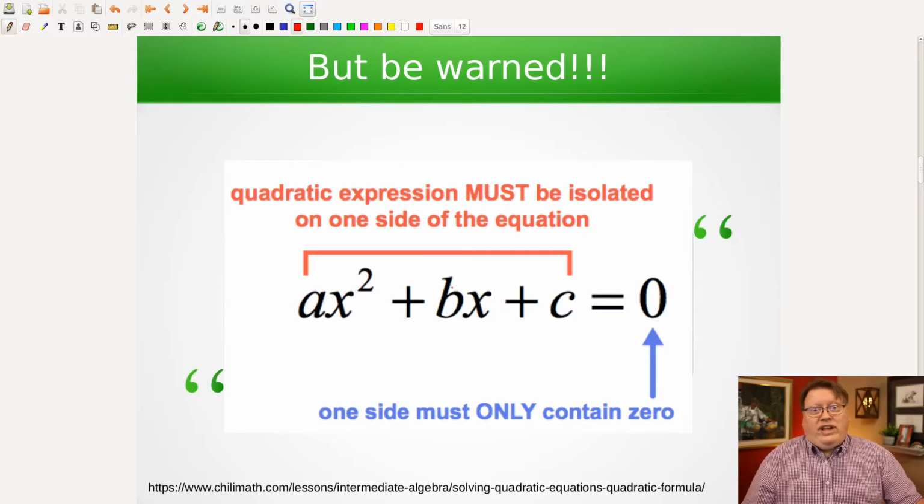And again, our warning, okay? So please, again, take special note. A quadratic expression must be isolated on one side of the equation. Everything has to be equal to 0. Only one side can contain 0 for you to apply the quadratic formula, okay? So that is a warning. If you try and pull the coefficients of this quadratic equation before you get everything equal to 0, you will get a completely wrong answer. It is so important that you follow this rule.